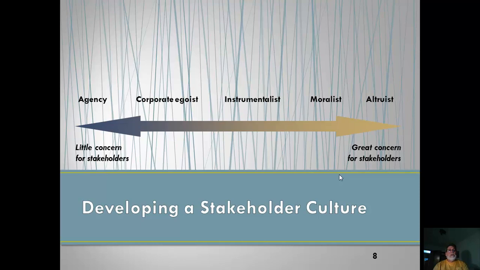At the very opposite end, we have the agency, which is like on one of the earlier slides that we saw, where managers report to the owners and they make production happen, and that's about it. And so we run from agency through corporate egoist, instrumentalist, moralist, and altruist. If organizations can make it to either moralist or altruist, they're in fine shape.